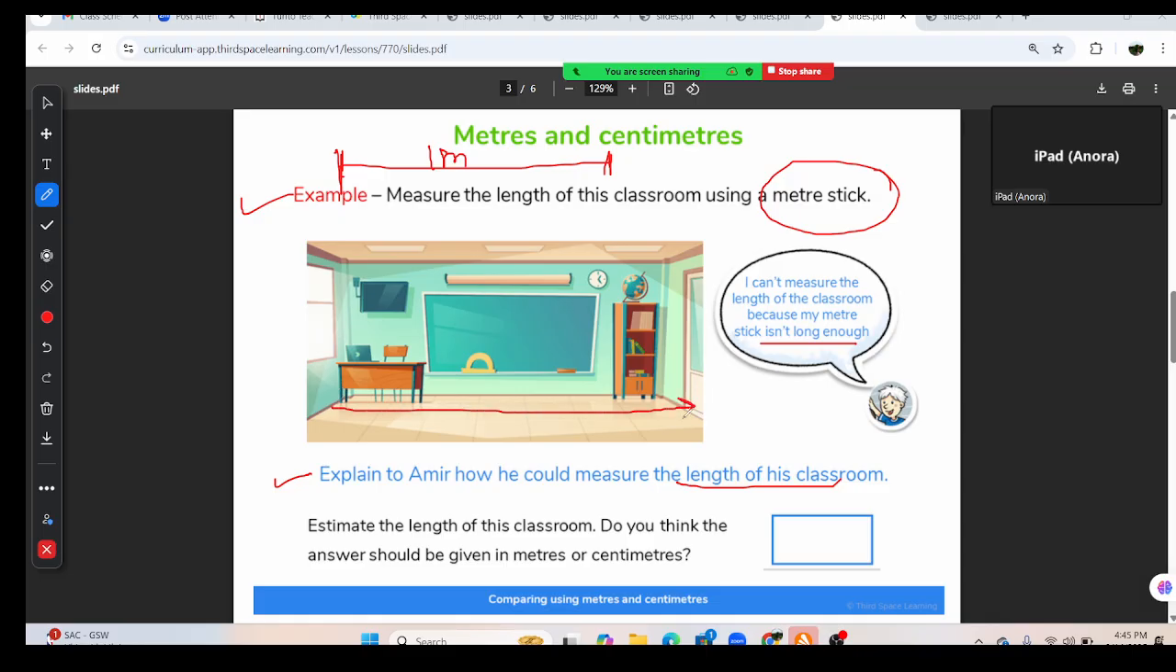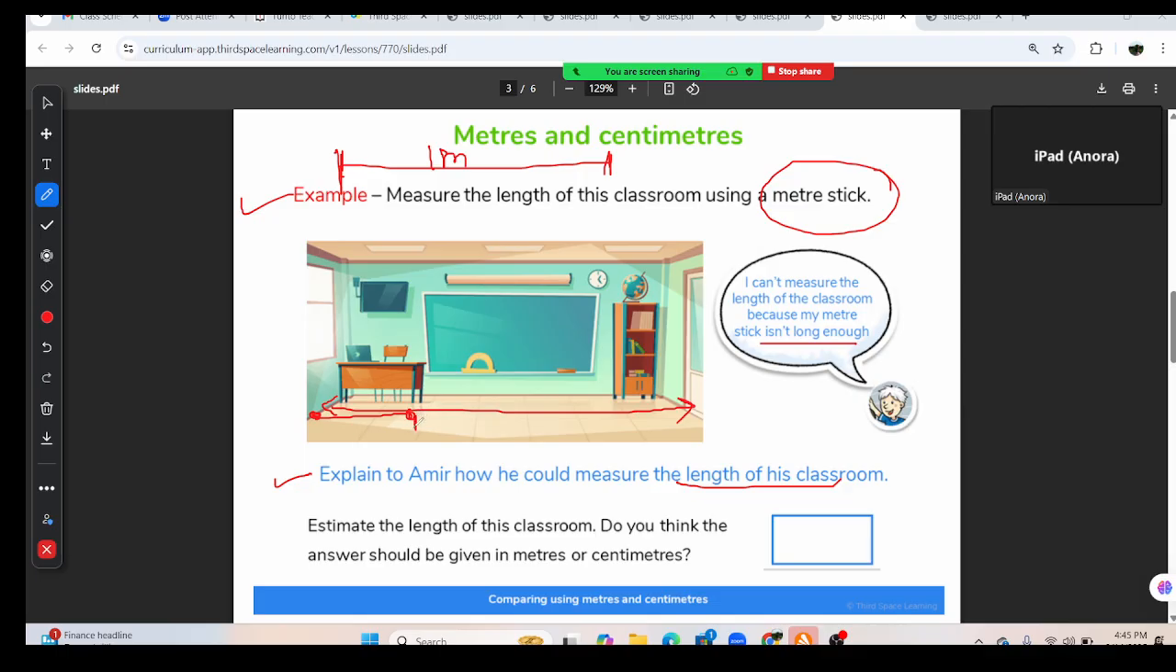He can put the meter stick at the end of the classroom, like on the wall, and whenever he reaches the end of the meter stick, and if it's not enough to reach the end, he measures it where it finished, and then he puts the meter stick on the last mark and measures.